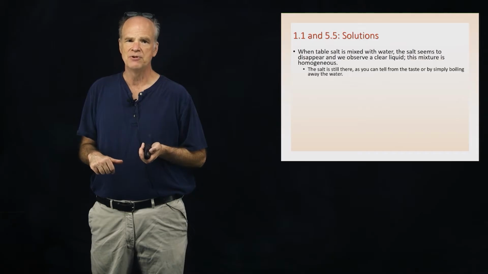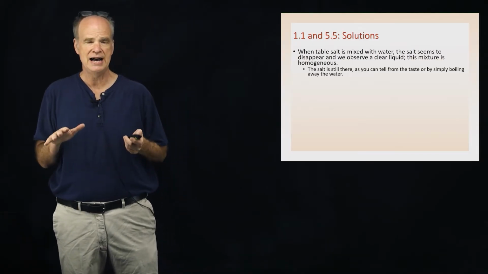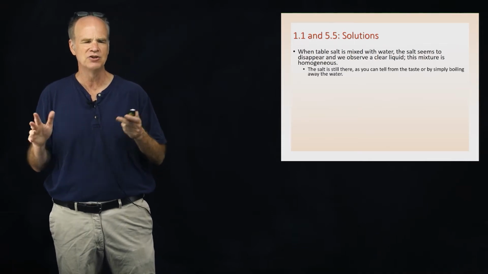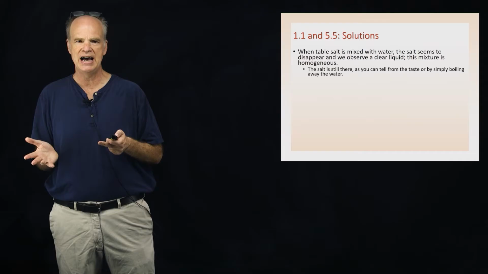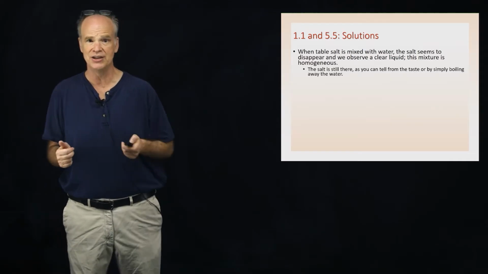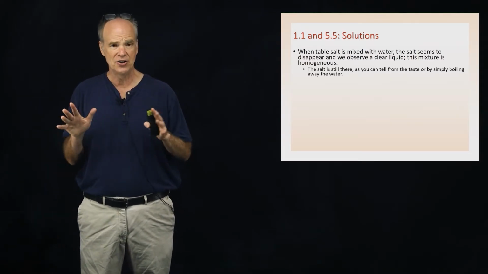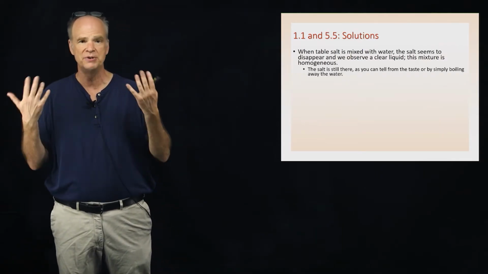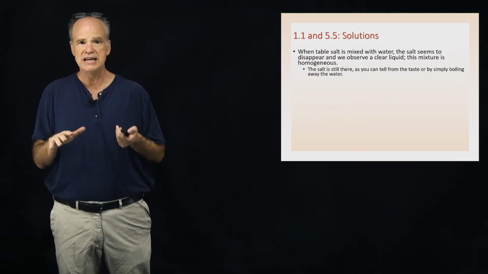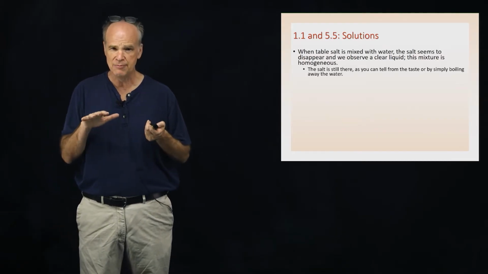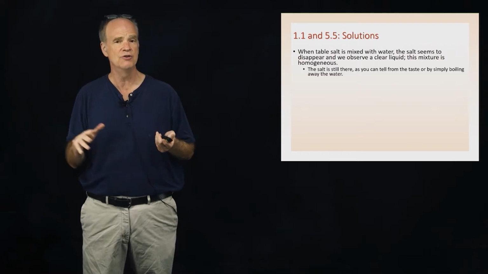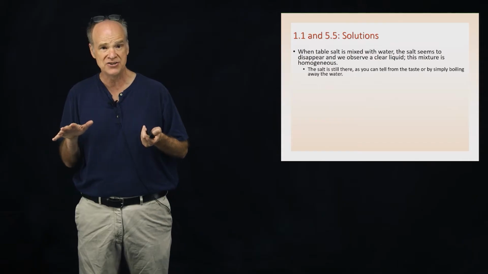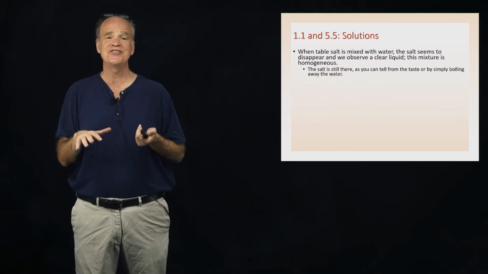Let me give you an example of a solution. Let's say you have table salt, okay? And let's say you don't have a ton of table salt. You just have a little bit of table salt. And let's say you dissolve that in the water. And let's say you dissolve it so well that all the salt is completely dissolved in the water and has not settled down to the bottom of, say, the beaker you have. So that would be a homogeneous mixture. Whenever you have a homogeneous mixture of any kind, and you know from the past discussion there can be many varieties of that, whenever you have a homogeneous mixture, it is a solution.